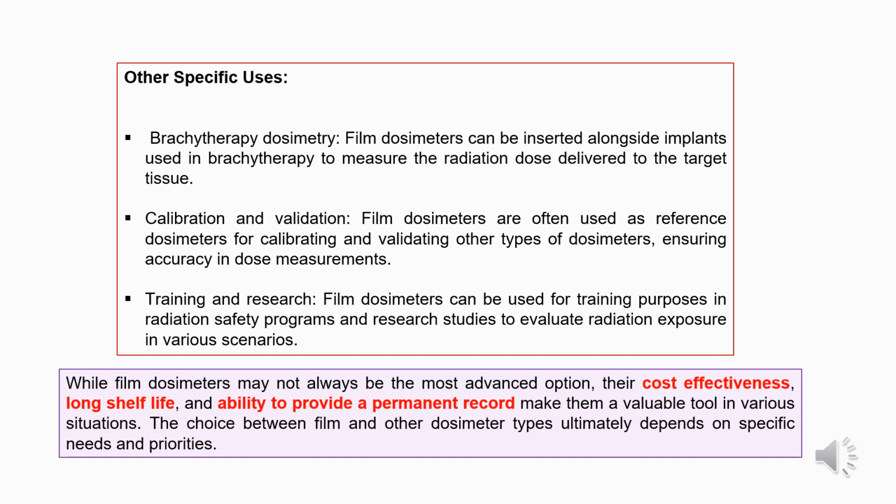While film dosimeters may not always be the most effective option, their cost effectiveness, long shelf life, and ability to provide permanent record make them a viable tool in various situations. The choice between film and other dosimeter types ultimately depends on specific needs and properties.